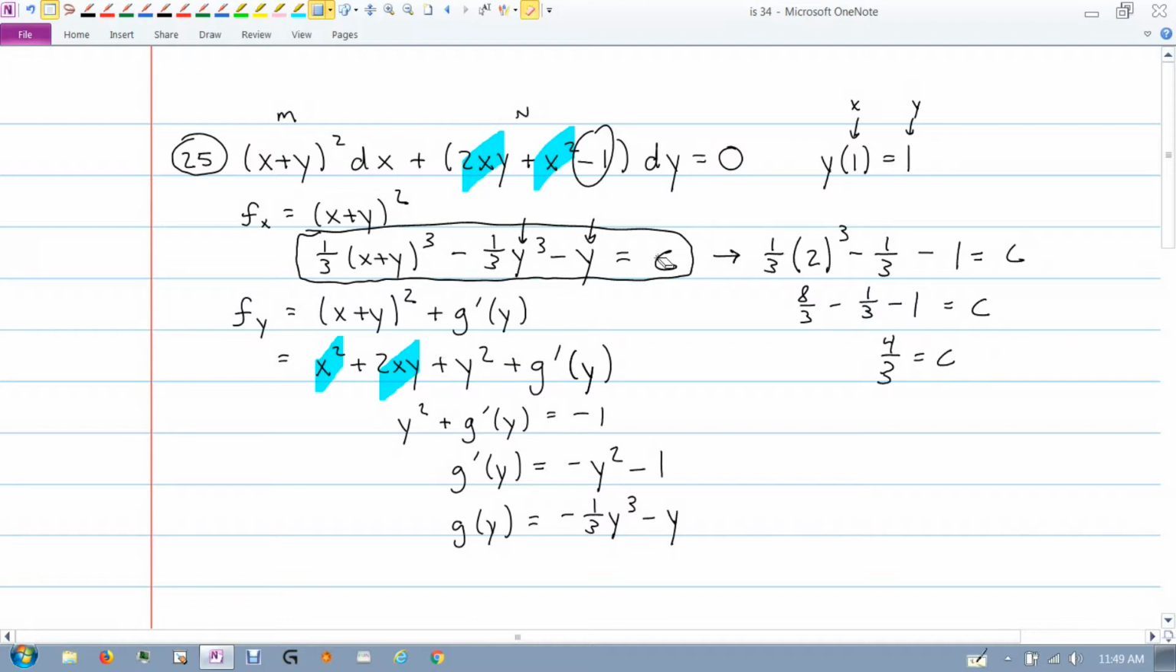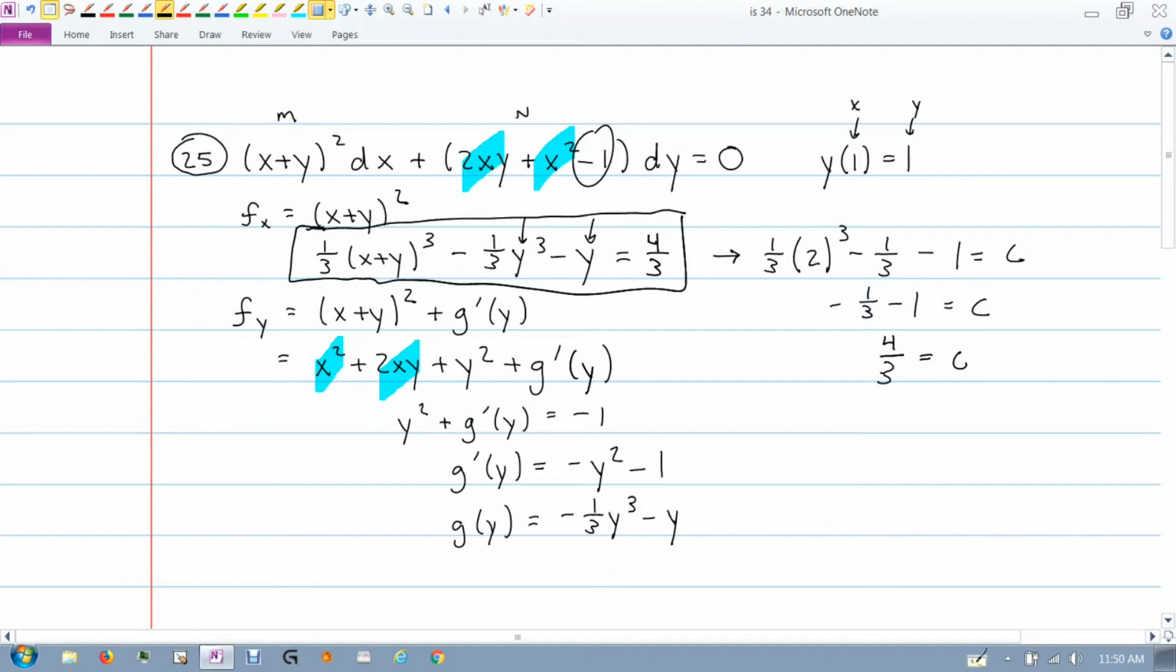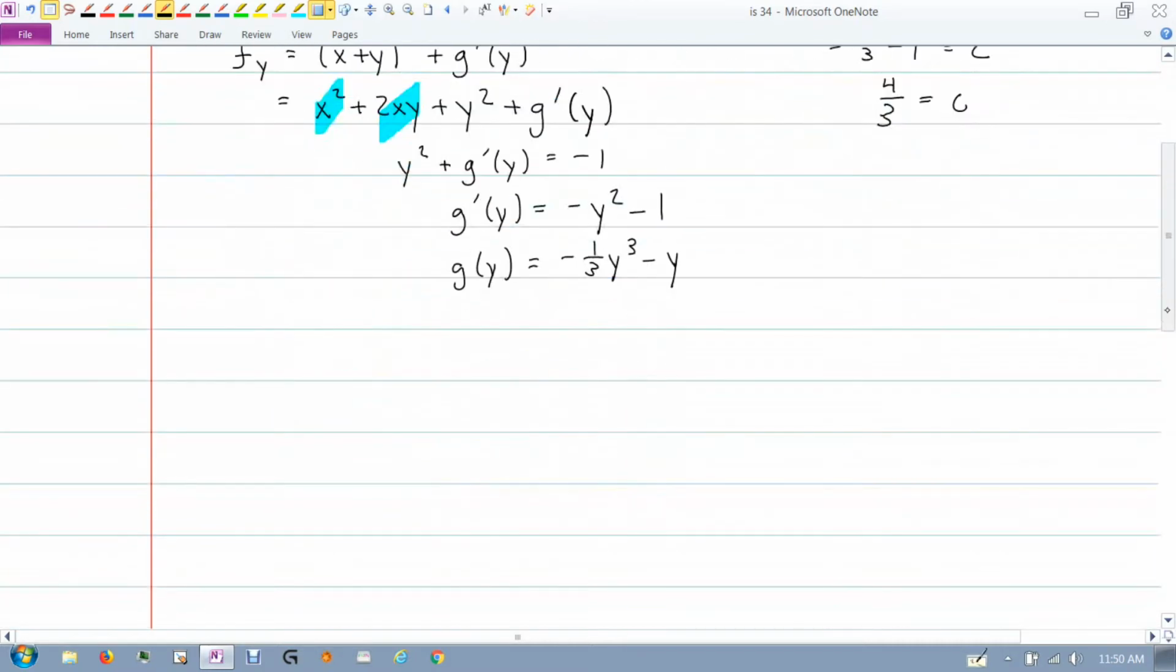So if I go back to this equation and replace that c right here with 4/3, then that is our specific curve right there. Okay, next, 26.